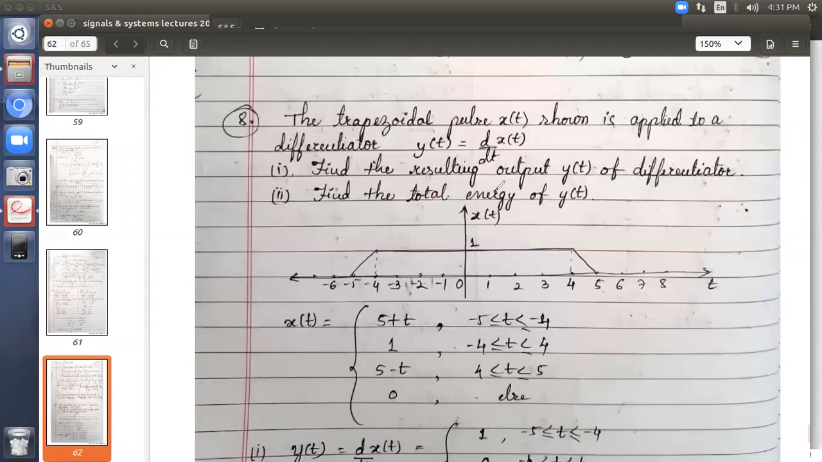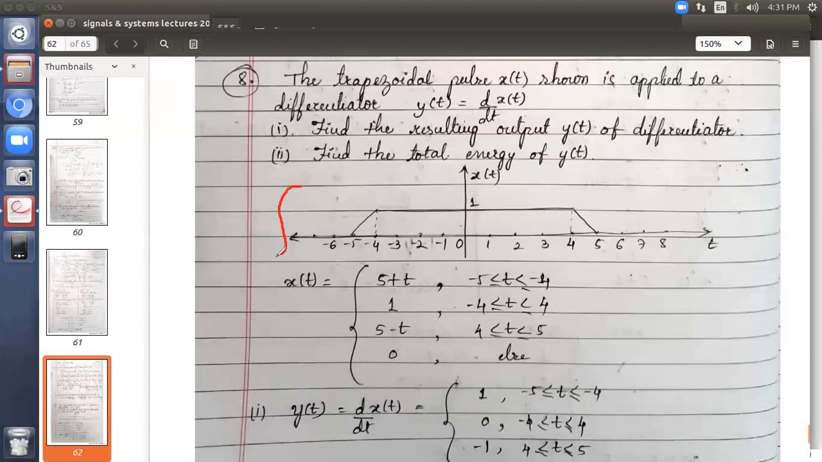So let's start solving. I have not repeated it. For the pulse, I have directly written the equations. So you should know now where these equations have come from. From question number 7, we found these equations. For this particular line, we have used the straight line equation. Then this is a constant, which I have written here. And for this straight line, we used the straight line equation form, and we got this equation, and 0 otherwise. So this is the equation of x of t we got from the figure.